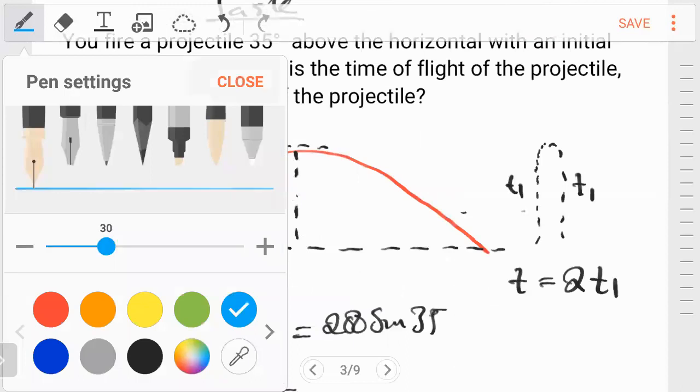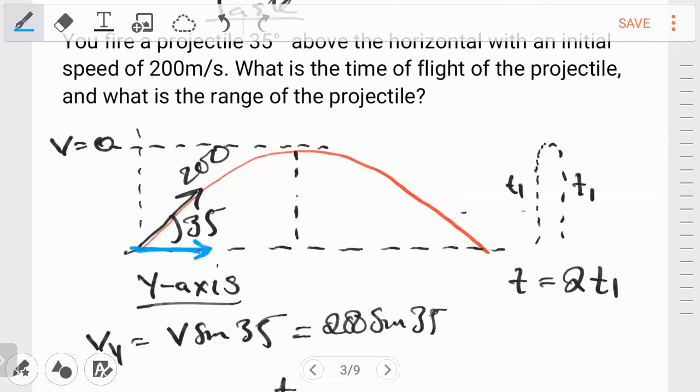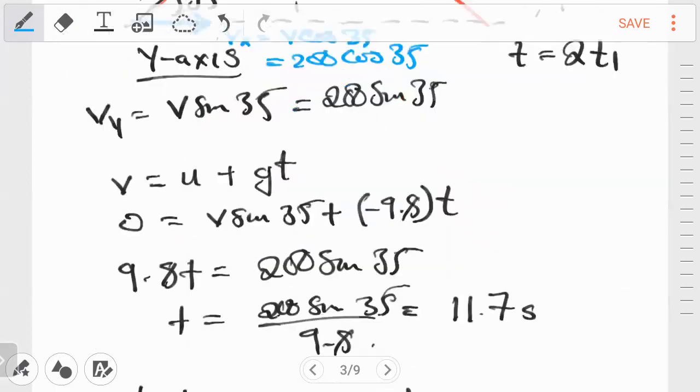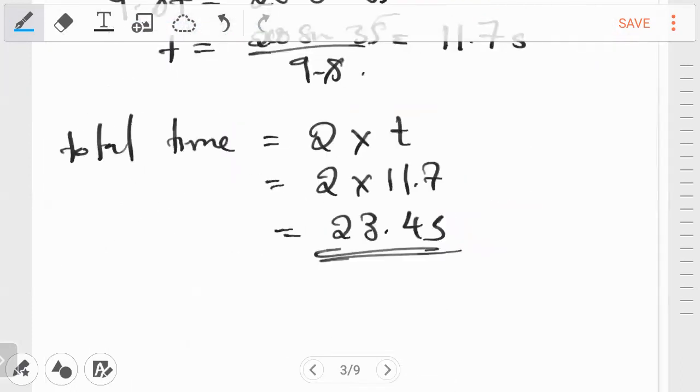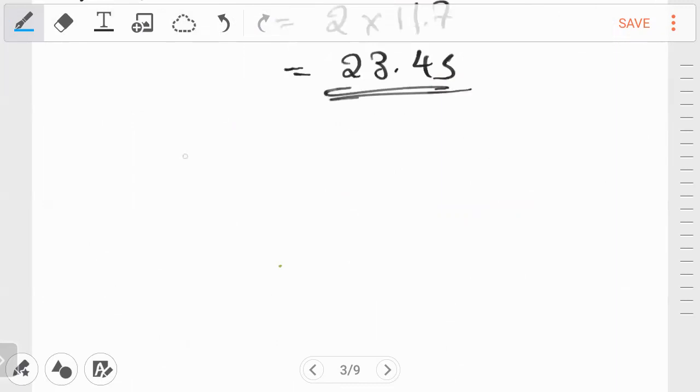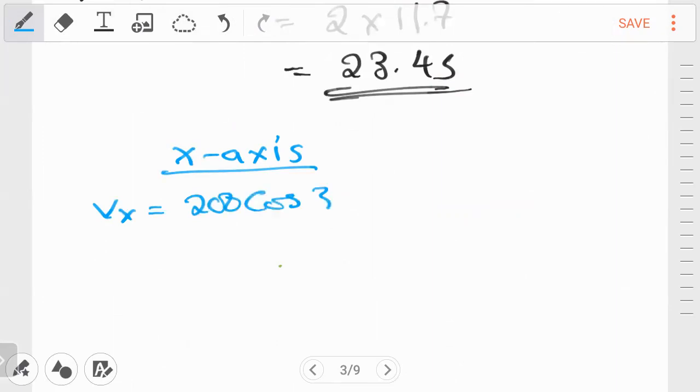So in the x-axis, the velocity in the x, v in x, is just v itself times cos 35. So v itself is 200, and then this is cos 35. So this is the velocity in the x-axis. To find the range, which is the horizontal distance, I move to the x-axis, and the velocity in the x-axis is 200 cos 35. But because this is a projectile, the only force is in the y-axis, meaning the only acceleration is in the y-axis. There is no acceleration in the x.